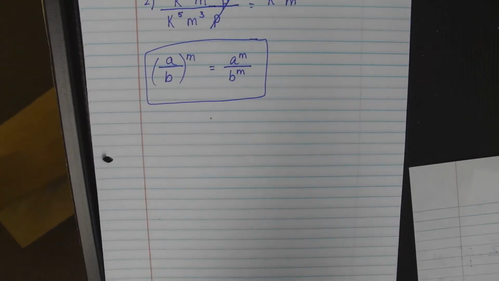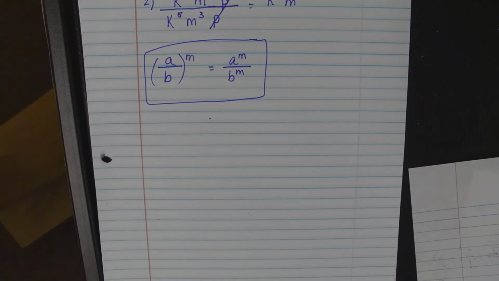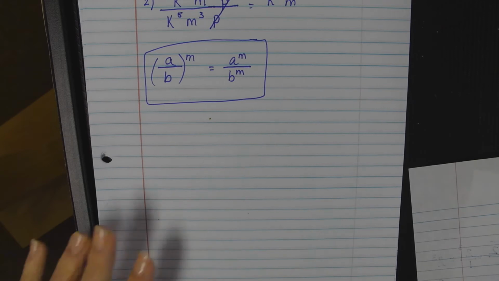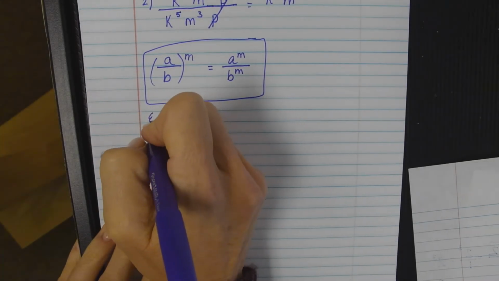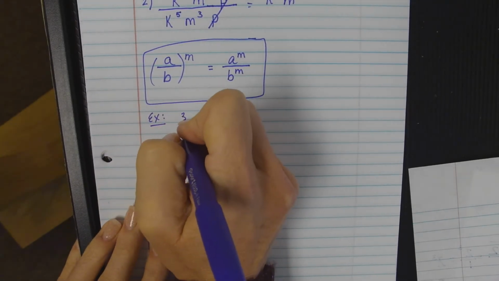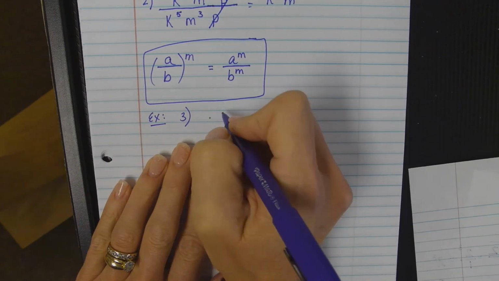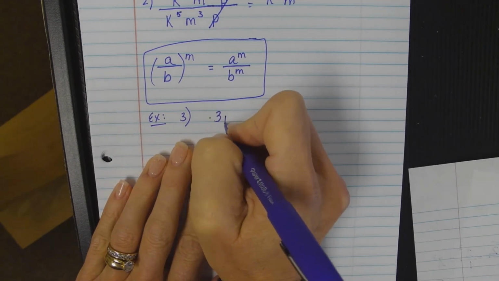All right, here we go. Here is a new rule, division. This actually should make a lot of sense. It's exactly what you learned yesterday. What happens to this exponent outside the parentheses? It goes to everything. And if you haven't noticed, we're just going to do many examples.